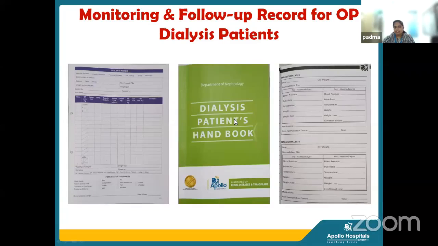This handbook is what the patient carries every time, each visit when they come to the dialysis unit. And this is hemodialysis, pre-dialysis and post-dialysis blood pressure, pulse rate, temperature, and weight. Before, how much they are weighing, and how much weight gain from the last dialysis to the current dialysis. And this is post-dialysis, the condition at the end, the condition at closing time, and the next hemodialysis schedule and time.